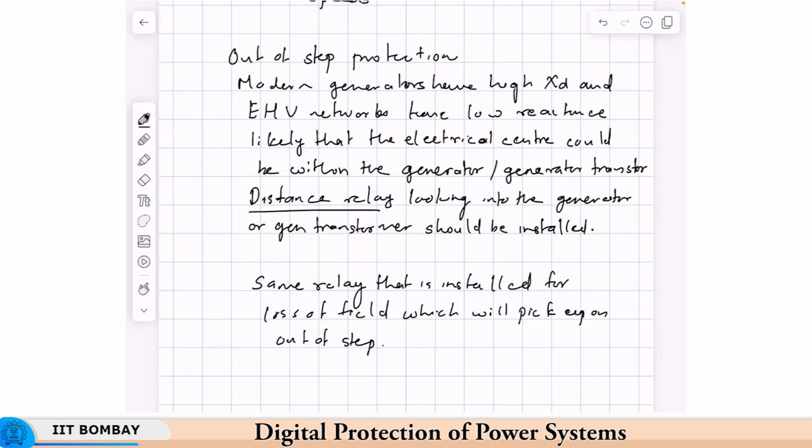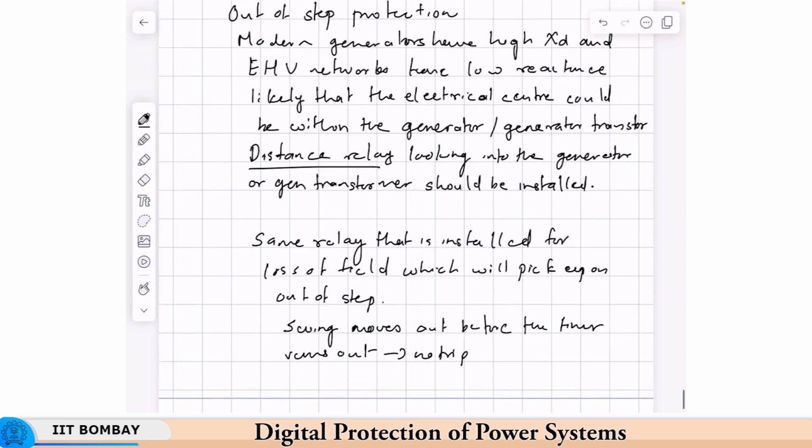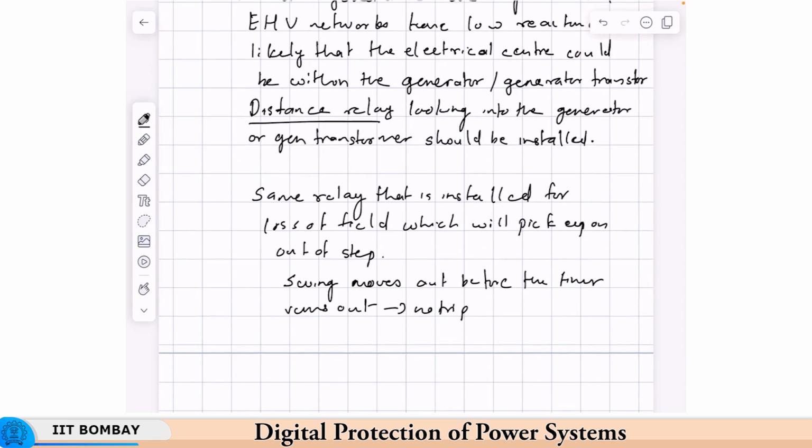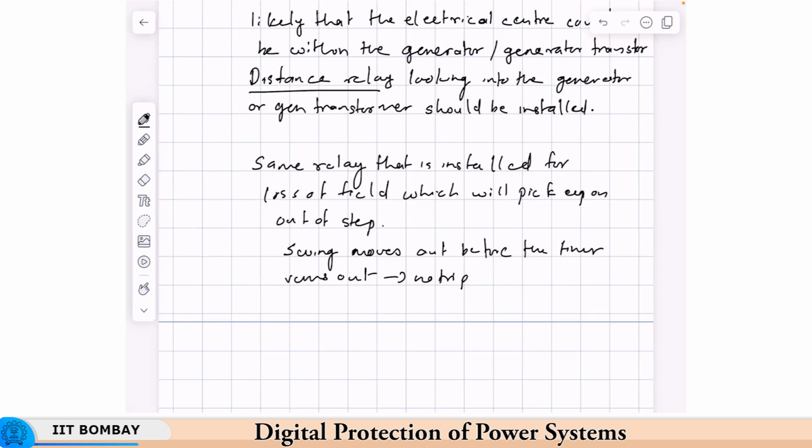So, if the swing, meaning the impedance locus, moves out before the timer runs out, then there is no trip. However, on the other hand, if it stays within the relay setting for more than the timer duration, then there will be a trip issued.